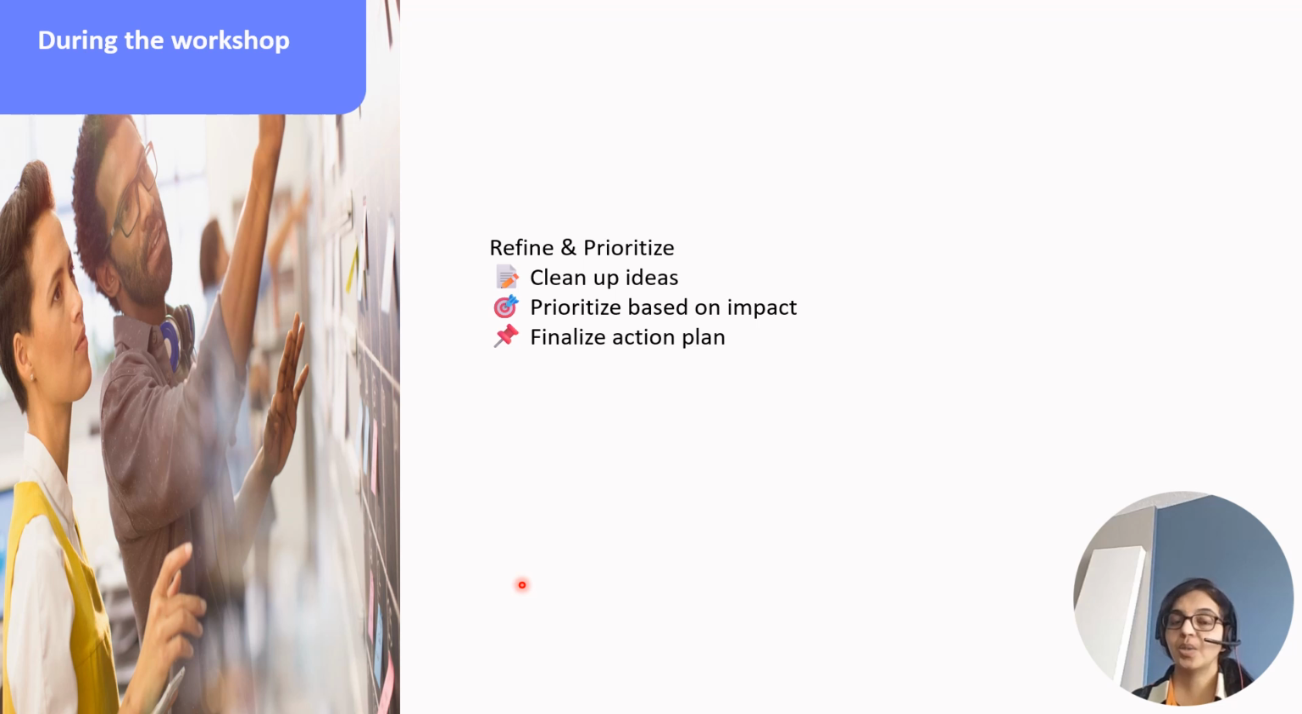Use a 2 by 2 matrix, impact versus urgency. Whatever inputs that you've got, say what has the most impact, what needs to be addressed on an urgent basis. So that will give you a prioritized list of inputs that you have received.